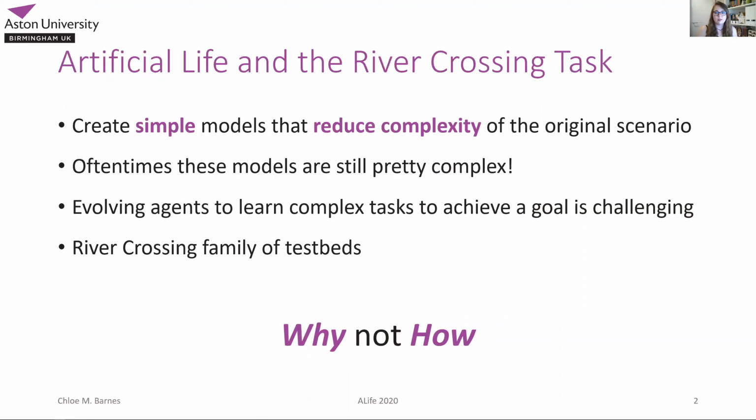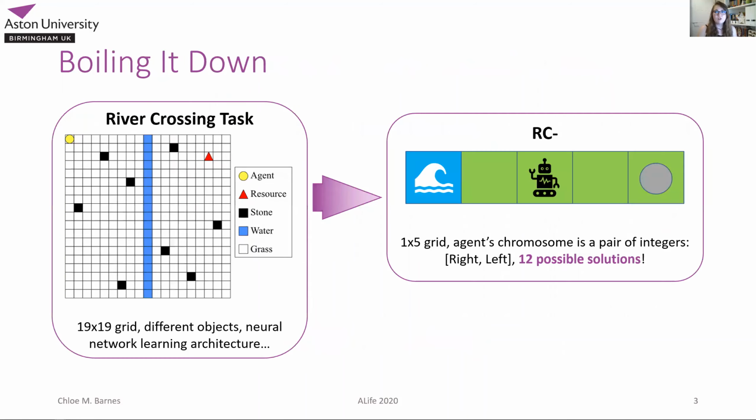kinds of problems. So what we're trying to do is actually look at why this problem is difficult in the first place and what we can learn from it, rather than how we can engineer the best solution to this problem. So our test bed is the river crossing task, which you can see on the left. And we've reduced it right down to explore one fundamental component of why this task is difficult.